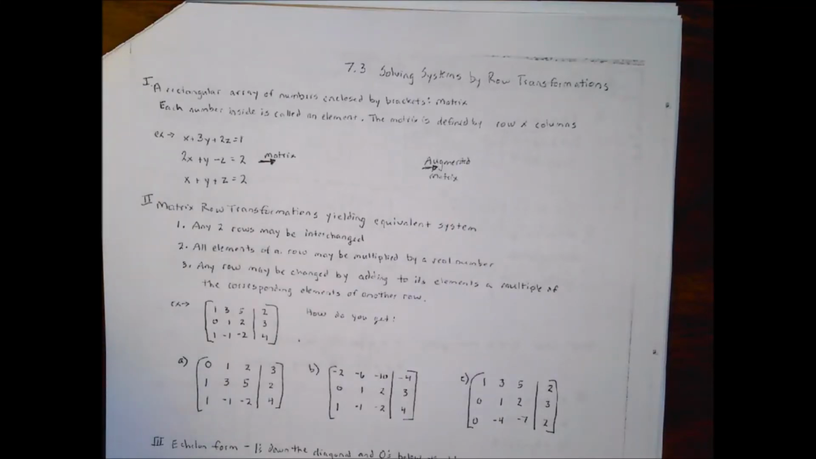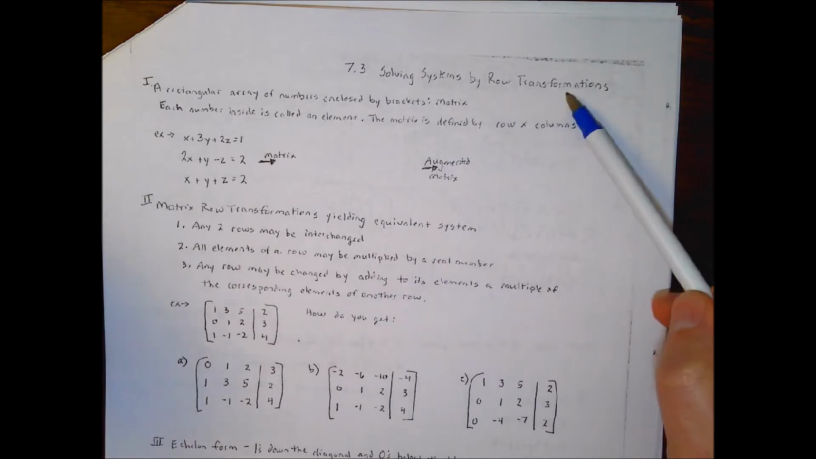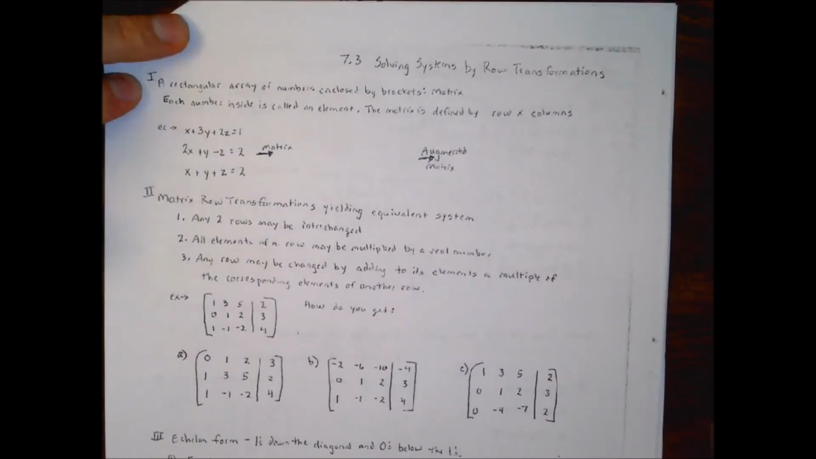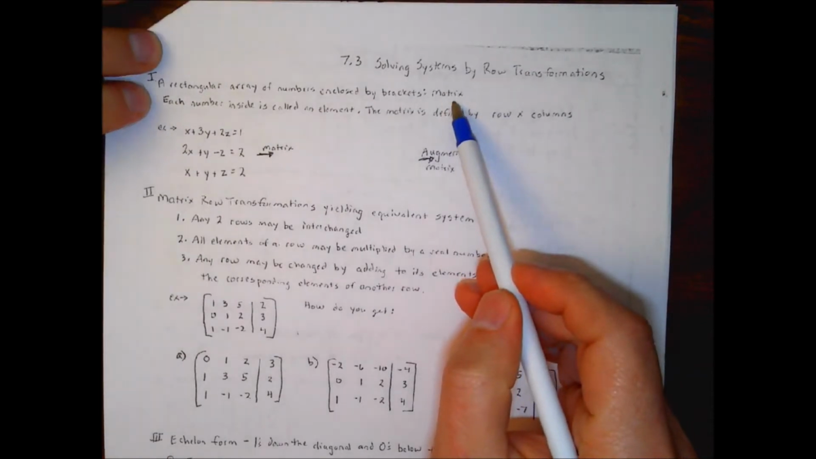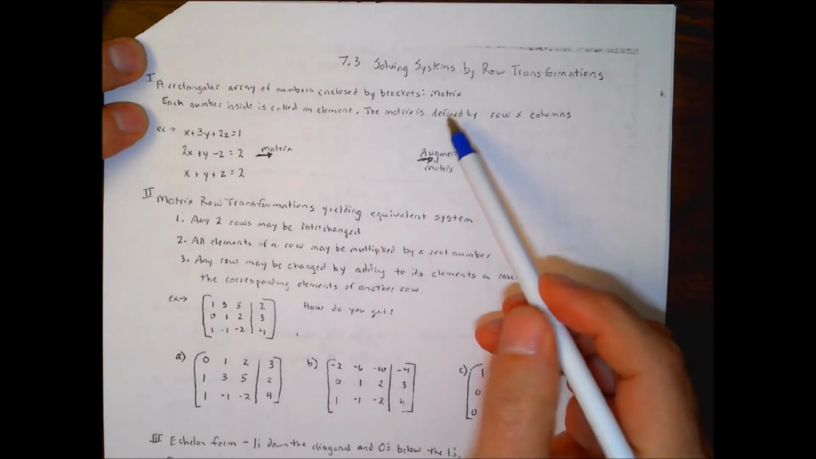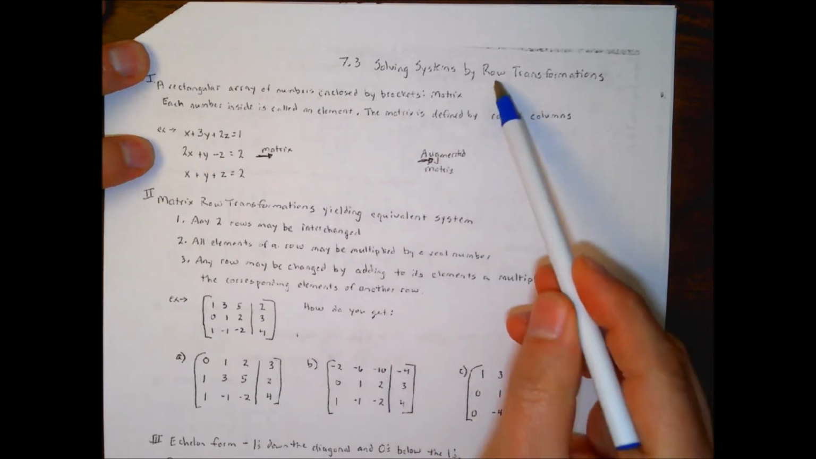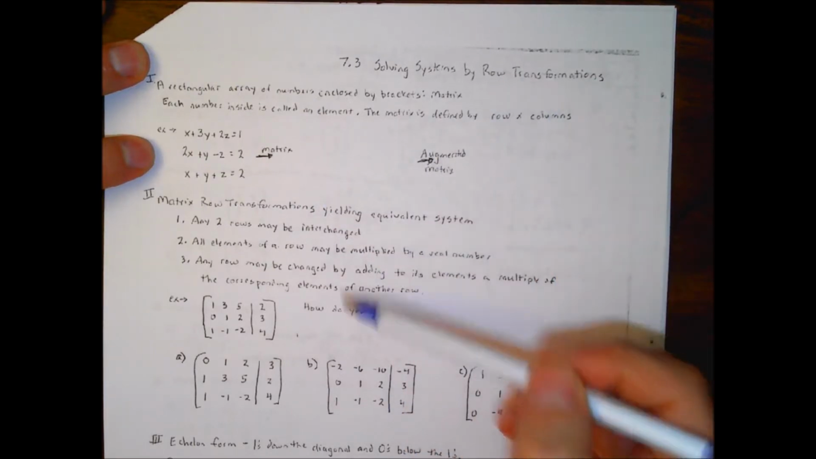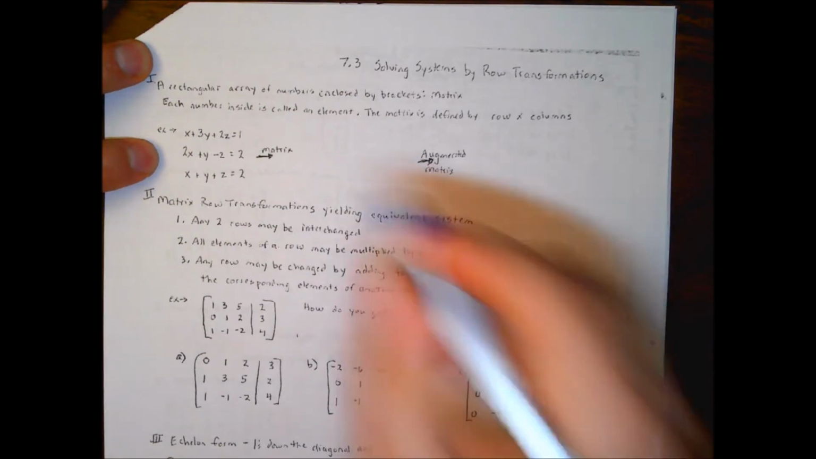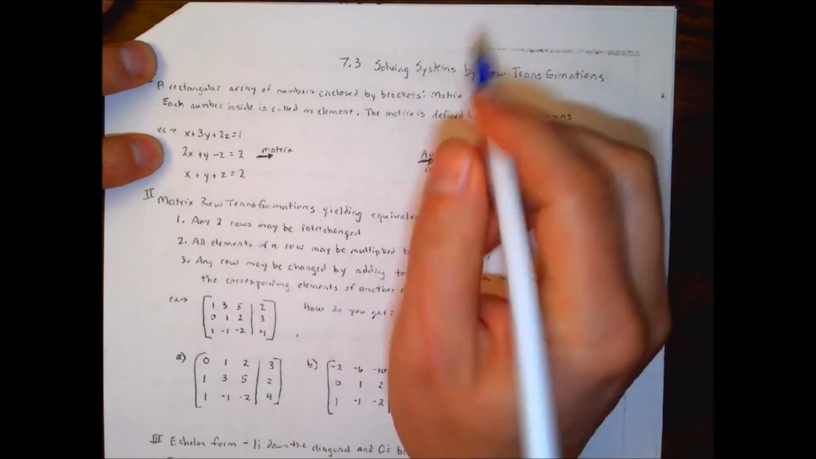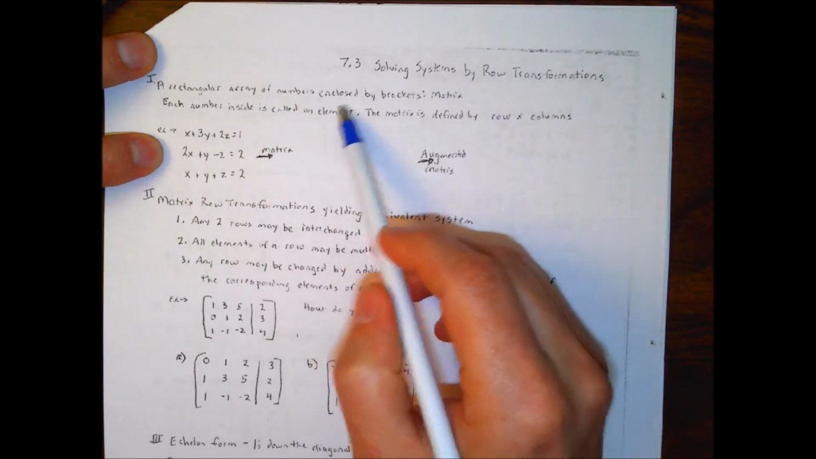We'll be solving systems of equations by a different method. We're going to use row transformations. Something you're probably not too familiar with is called a matrix. We'll do more with matrices later in another class period, but we're just going to set up a matrix and use row transformations to solve the systems. A matrix is basically a rectangular array of numbers enclosed by brackets.